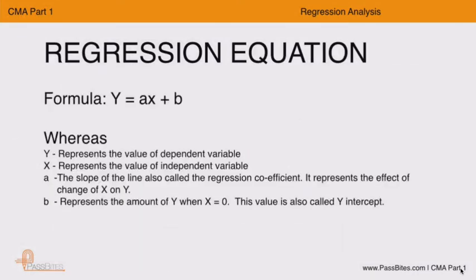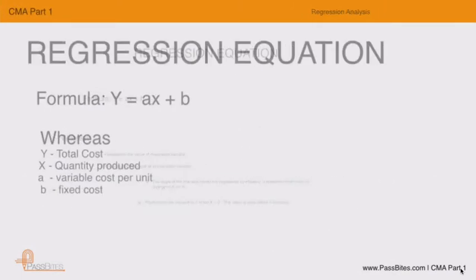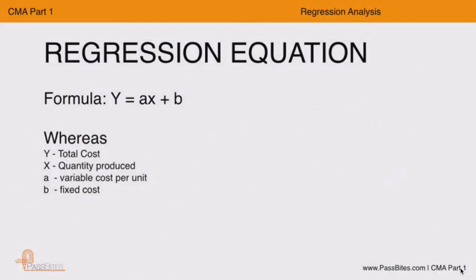To express this in a very simple example, we will consider that y is the total cost, x is the quantity produced, a is the variable cost per unit, and b is the fixed cost. So even if quantity produced is 0, we will have b, the fixed cost. And if we produce more quantities, the total cost will increase because of the variable cost per unit. And so we will have a trend projection.